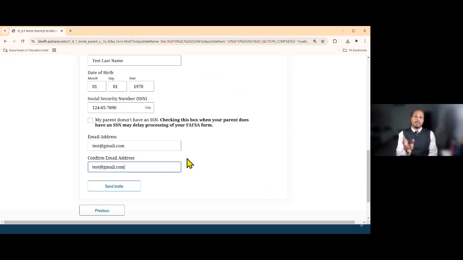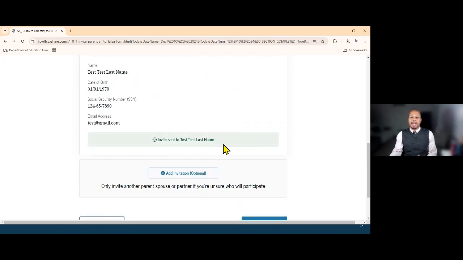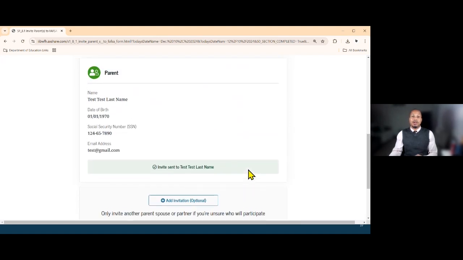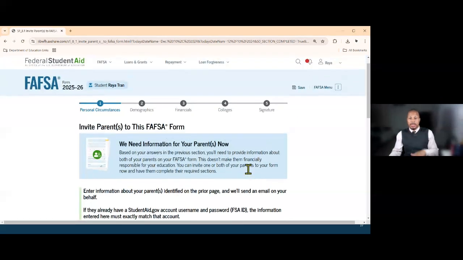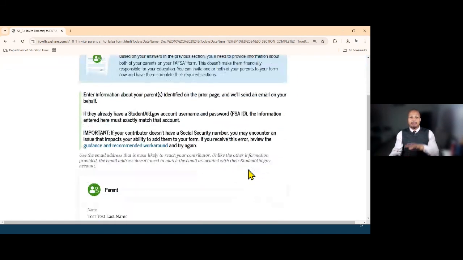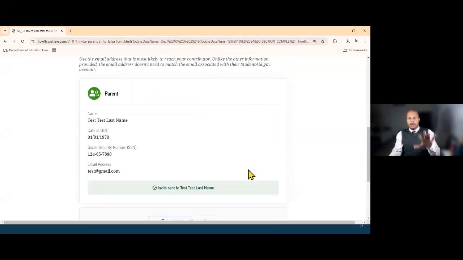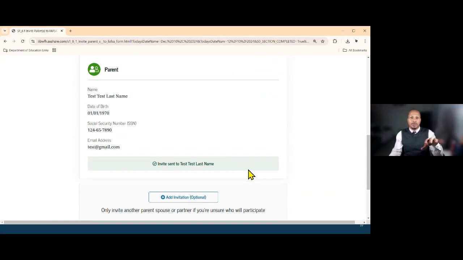So keep this in mind that you can always log into your studentaid.gov account and then scroll down to the bottom and access your invitation there as well. So in this case, we're going to go ahead and have the invitation sent. Now, from the student's perspective, because we're completing this from a student's perspective, they are looking at this and they want to determine, did I do everything right? Perfect. All that information looks good.